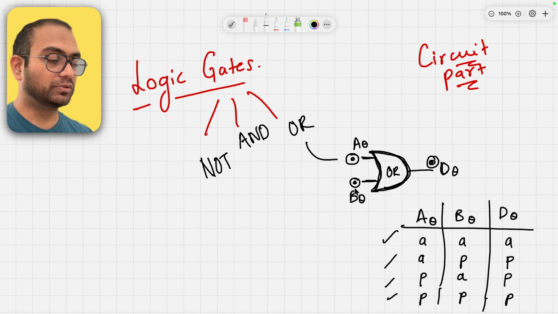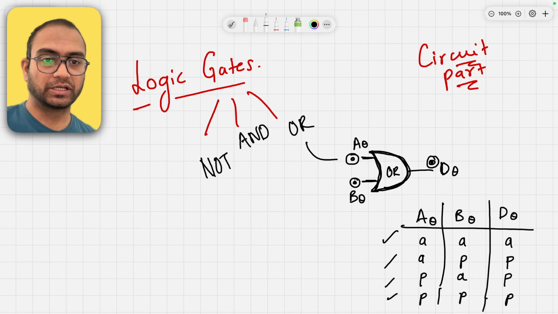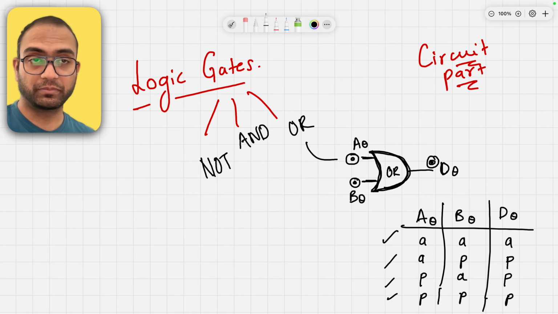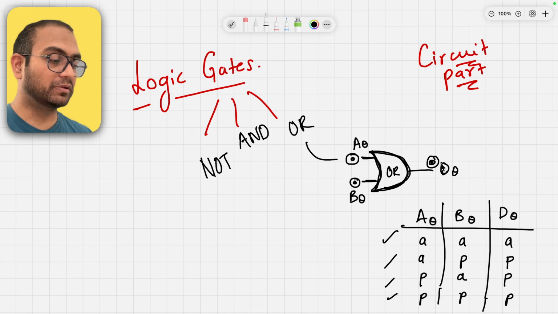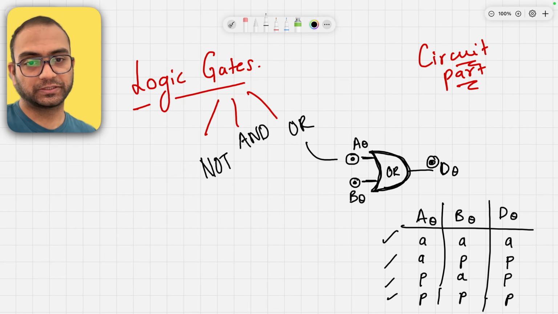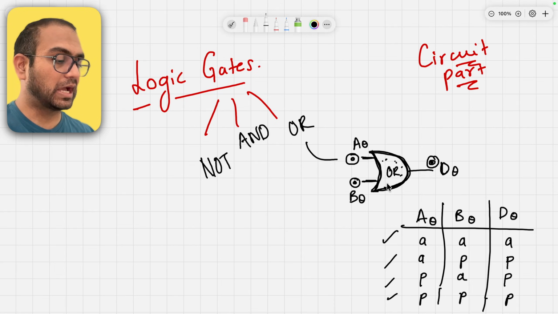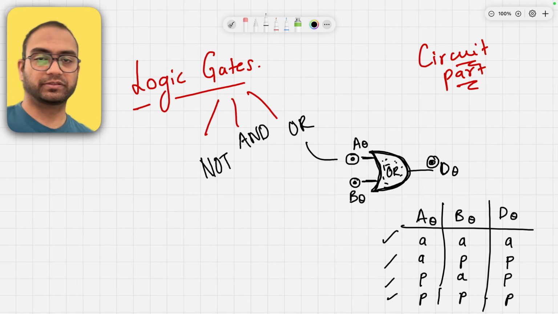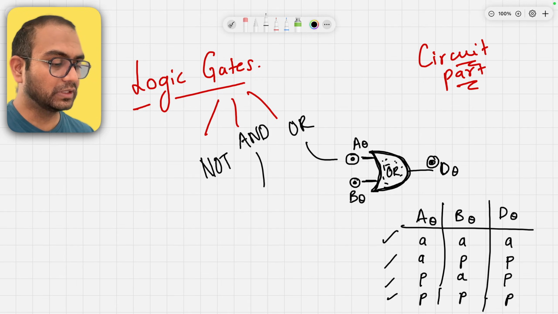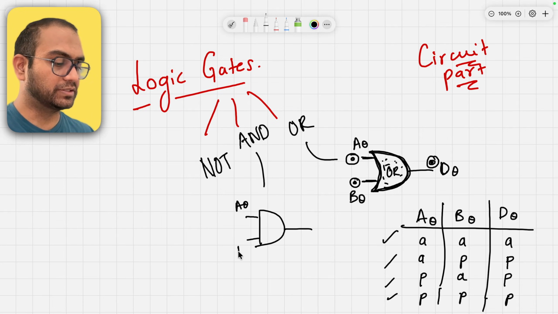One of the two inputs needs to be present for the output to be available. If none of them are present, then the output is not present. Now the question is, how is that internal circuit implemented? We'll talk about that. The second one is the AND gate. It's represented like so, and again let's have A0 and B0 here with D0.